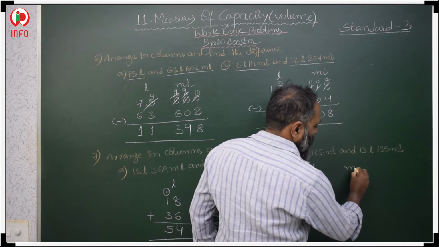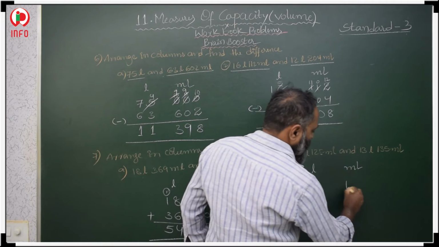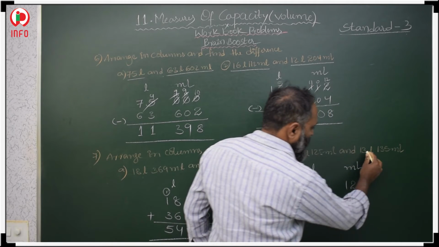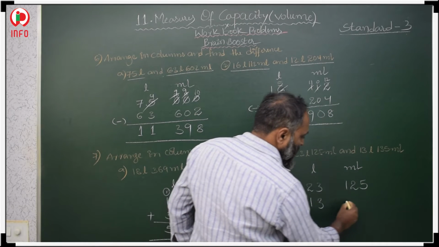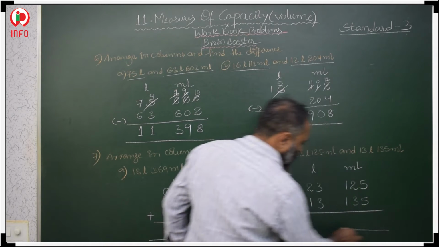Now the next one, arrange in columns. Liter, milliliter. The first is 23 liters, 125 milliliters. Now 13 liters, 135 milliliters. Now add.